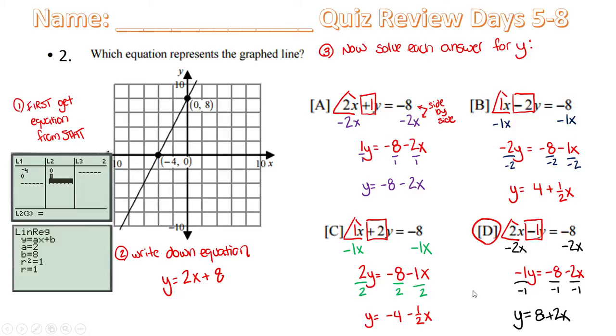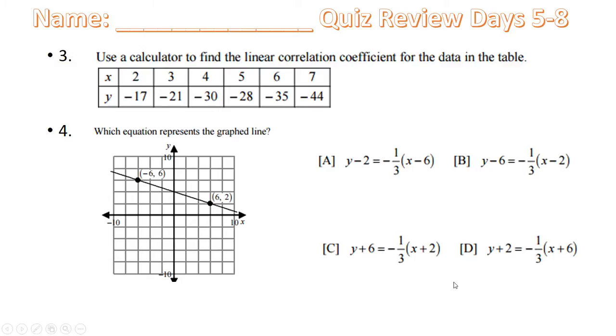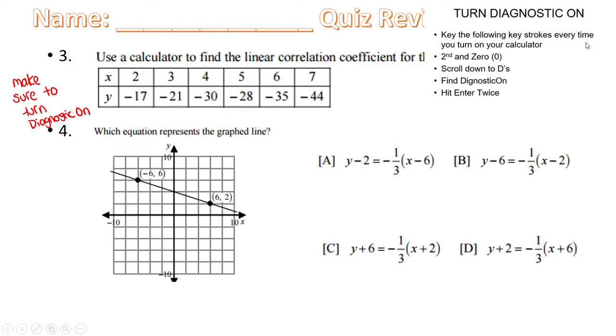Again, I'm going faster because it's a review, so please forgive me. On number 3, we're doing a linear correlation coefficient. This is where it's important to turn your diagnostic on. I covered this more in day 7's lesson, but to turn diagnostic on, you have to do these steps.